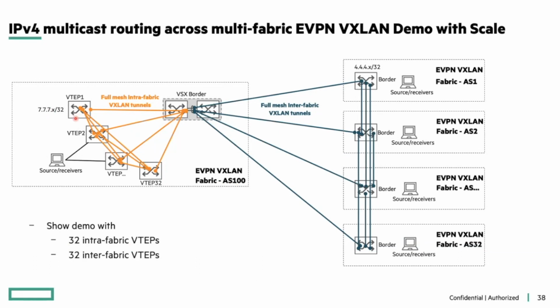So these VTAPs are on the 777 range. And this border can also appear to 32 other inter-fabric VTAPs. So these are in different AS numbers, AS1 to AS32. They're on the 444 range. Okay, let's take a look.